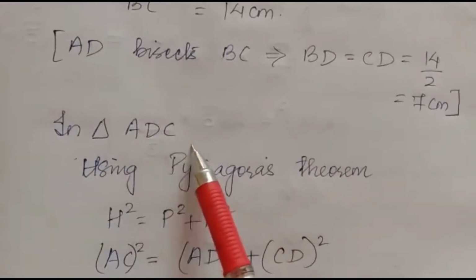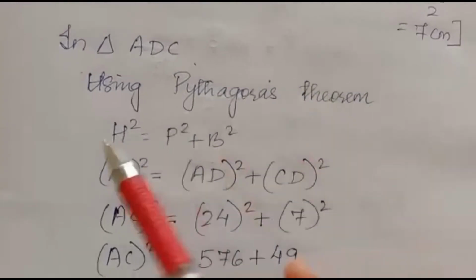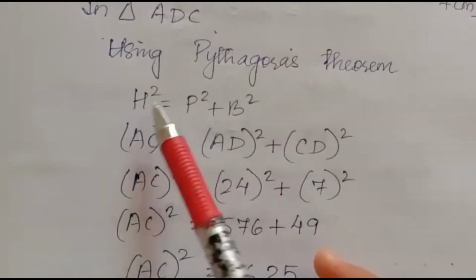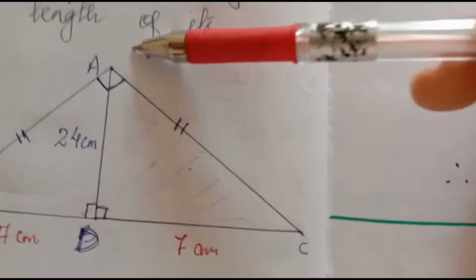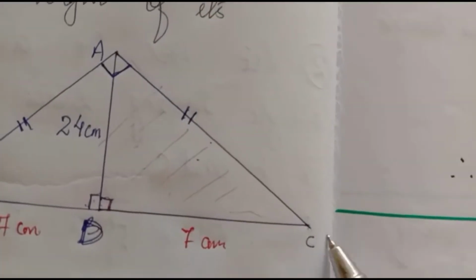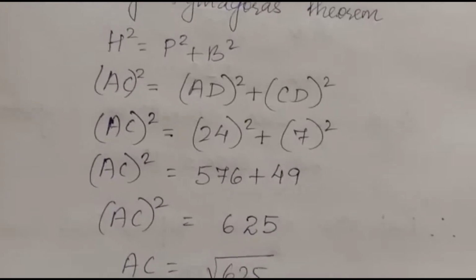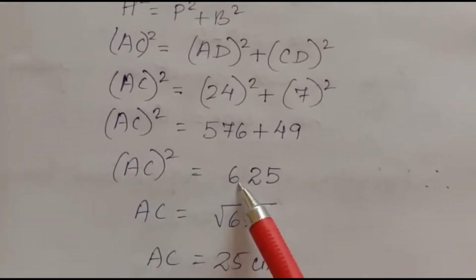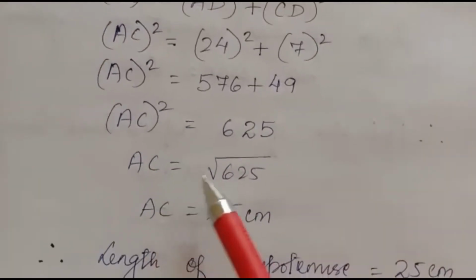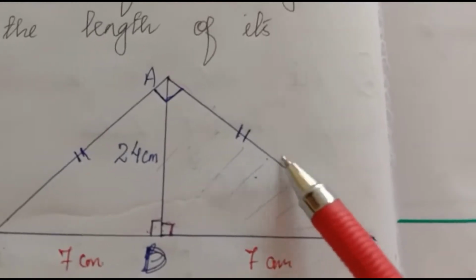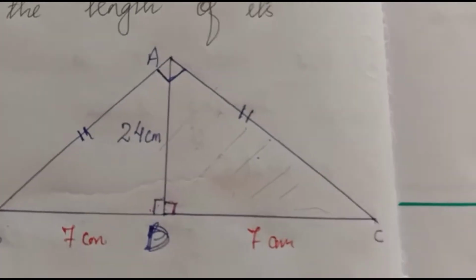In triangle ADC, we will use the Pythagoras theorem. Hypotenuse square is equal to perpendicular square plus base square. Hypotenuse is AC, base is CD, and perpendicular is AD. You just put the values of perpendicular and base, then AC square you will get 625. So AC is the square root of 625, which is 25 centimeters. So the hypotenuse is 25 centimeters.